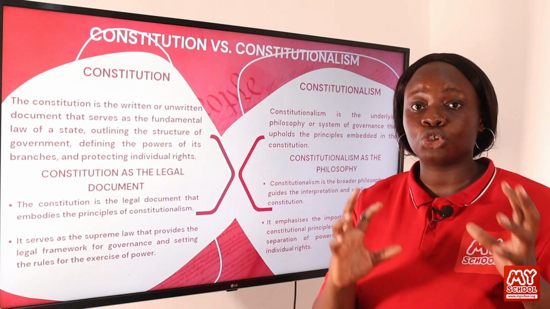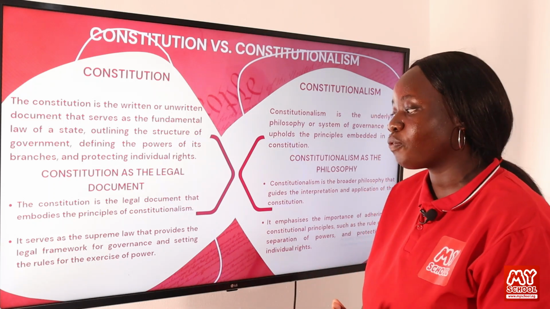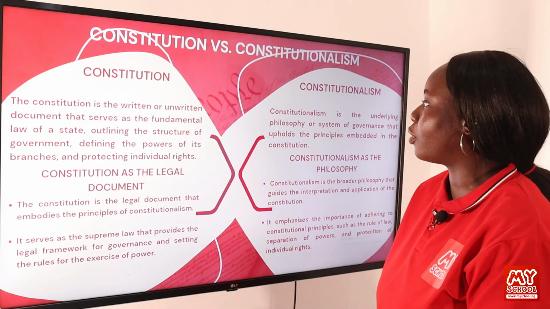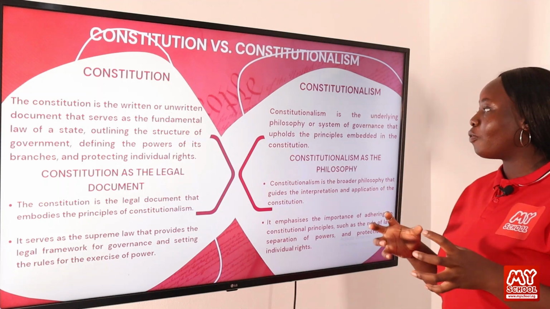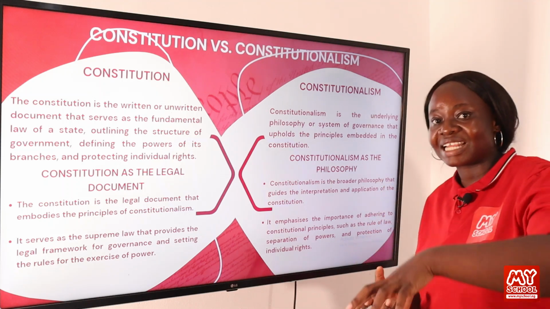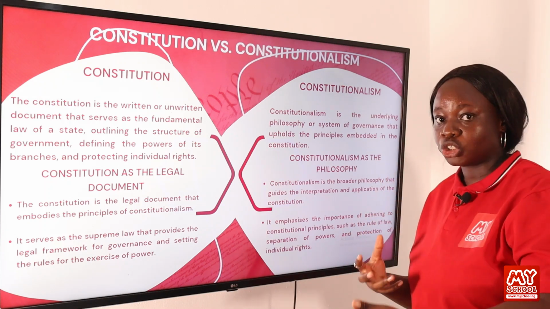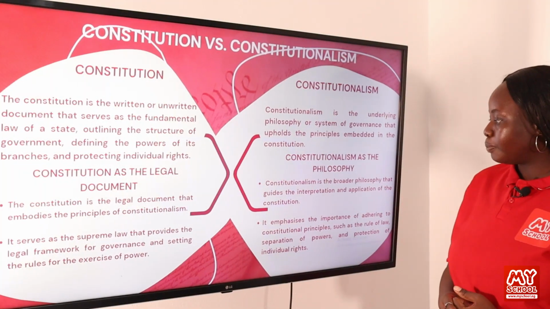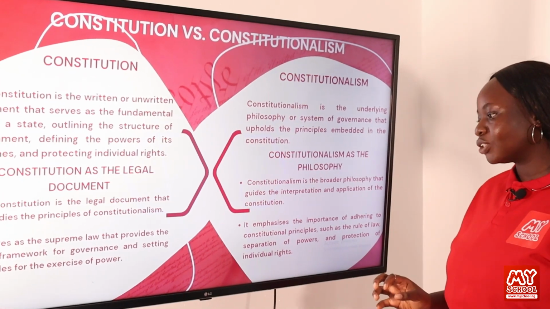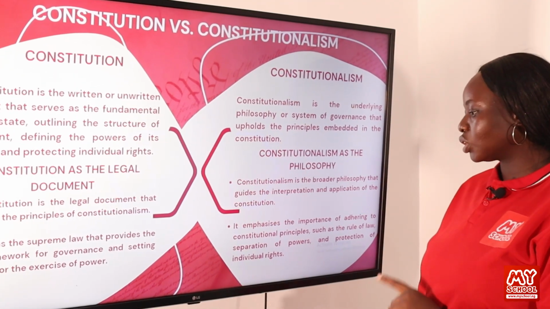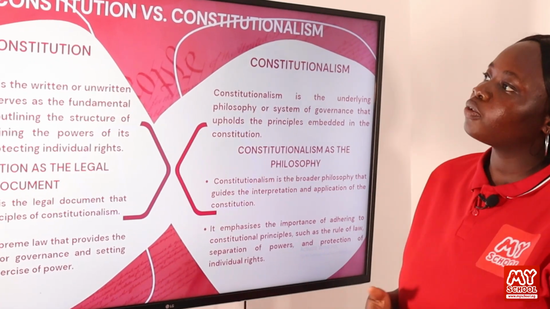It embodies the principles of constitutionalism. It also serves as the supreme law that provides the framework for governance and sets the rules for the exercise of power. But constitutionalism, on the other hand, is the underlying philosophy or system of governance that upholds the principles embedded in the Constitution. It is the principle, it is the philosophy that underlies the Constitution itself. So it is the broader philosophy that guides the interpretation and application of the Constitution. It emphasizes the importance of adhering to constitutional principles, such as the rule of law, separation of power, and the protection of individual rights. So now let's move on to the next slide.